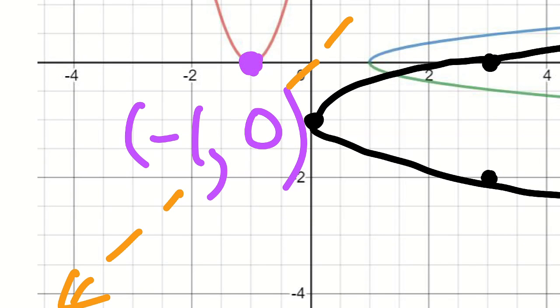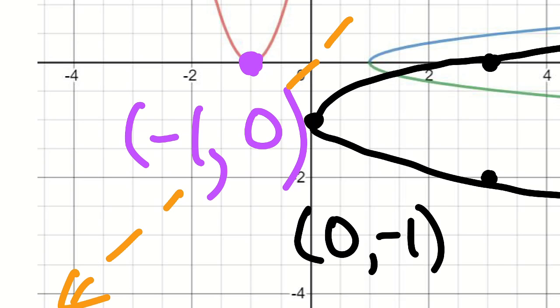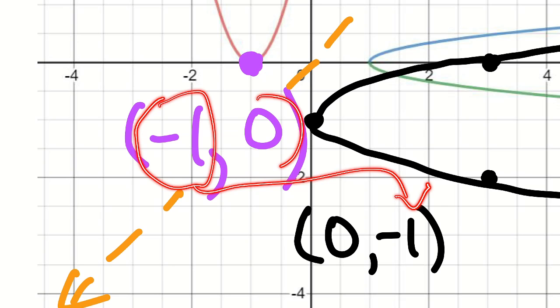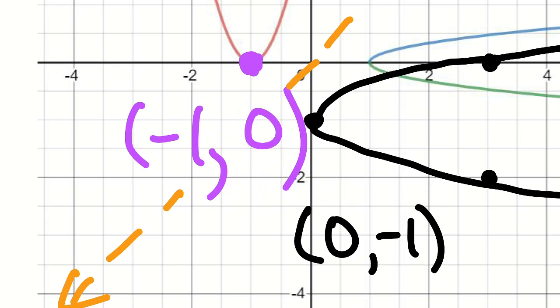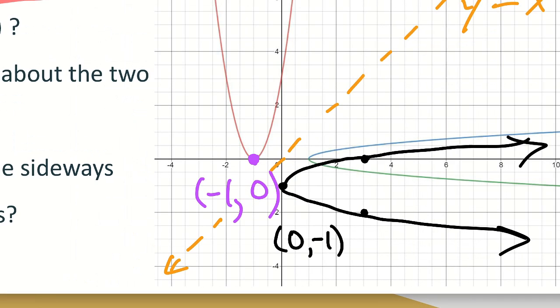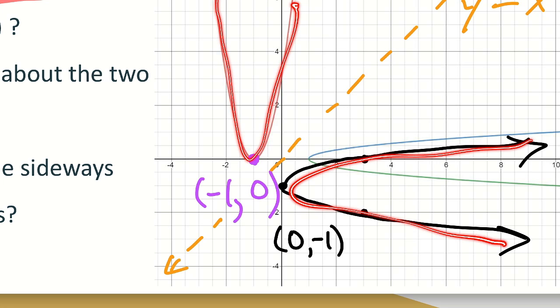So that means that the point right here, 0, negative 1, has to be on the graph, because you take the x part and move it into the y position, and the y part and move it into the x position. And that is how we can invert a single point. And really, when we take this graph and invert every single point on it, we get this graph.